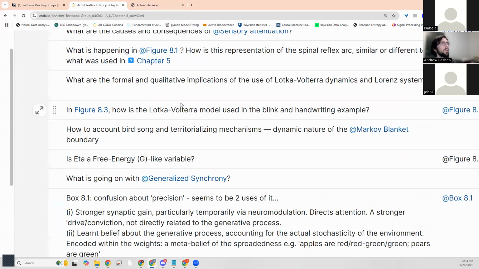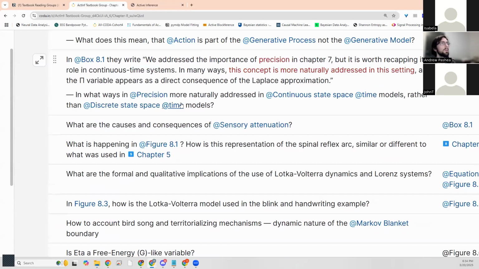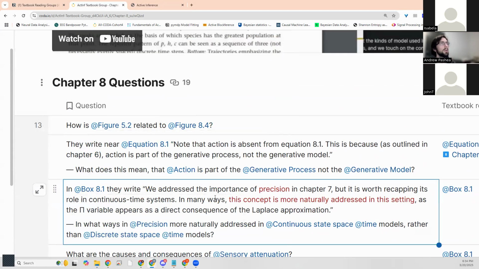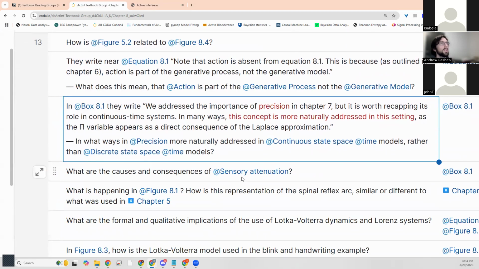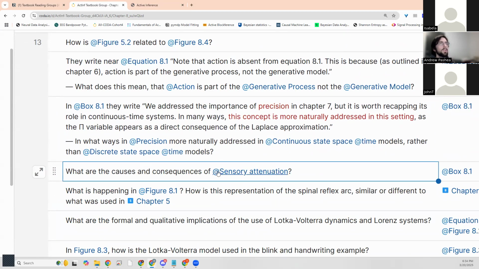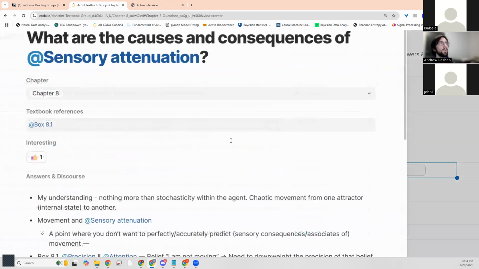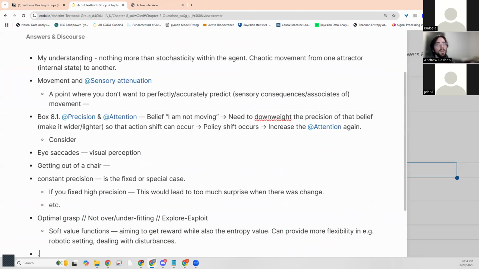Let's look at sensory attenuation. What are the causes and consequences of sensory attenuation? Just going to check the chat.